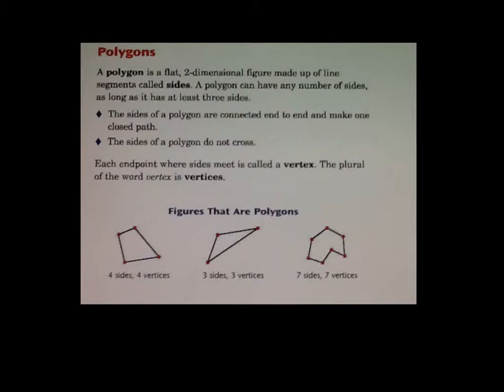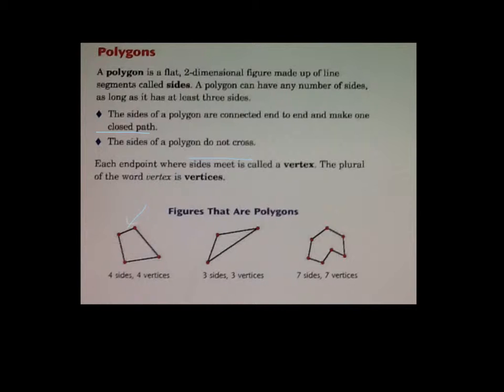Now let's take a look at polygons. We know that polygons are flat, two-dimensional figures made up of line segments called sides. A polygon can have any number of sides, because remember the prefix poly, or the part of the word poly, just means many. Gon means side, so polygons are shapes with many sides. They must have these two things though. They must be connected end to end and make one closed path, and the sides of the polygon do not cross.